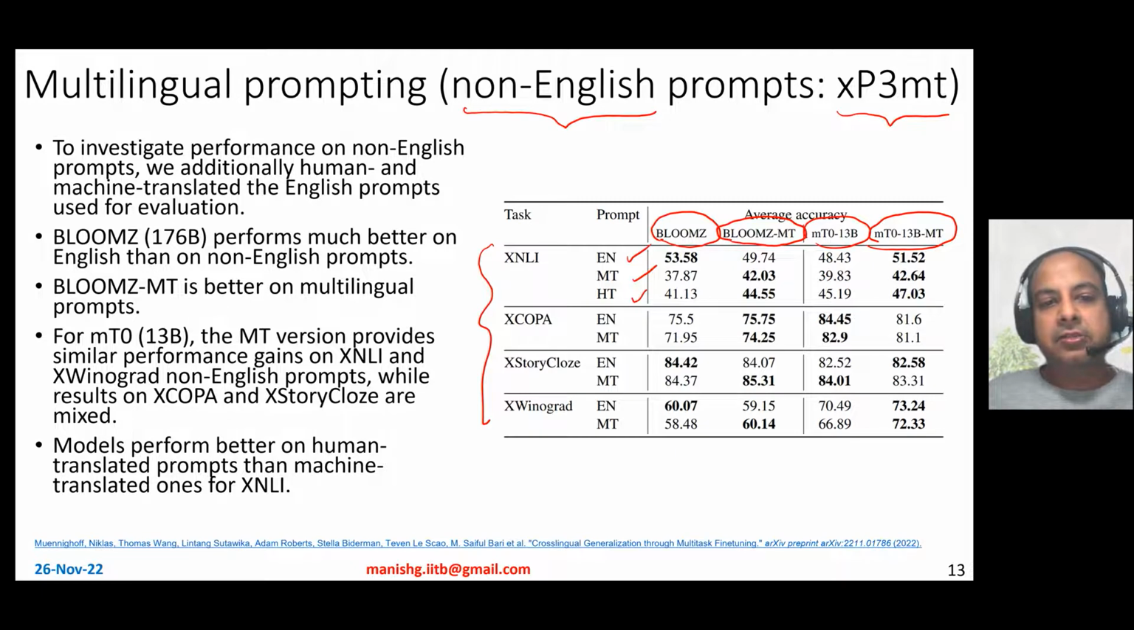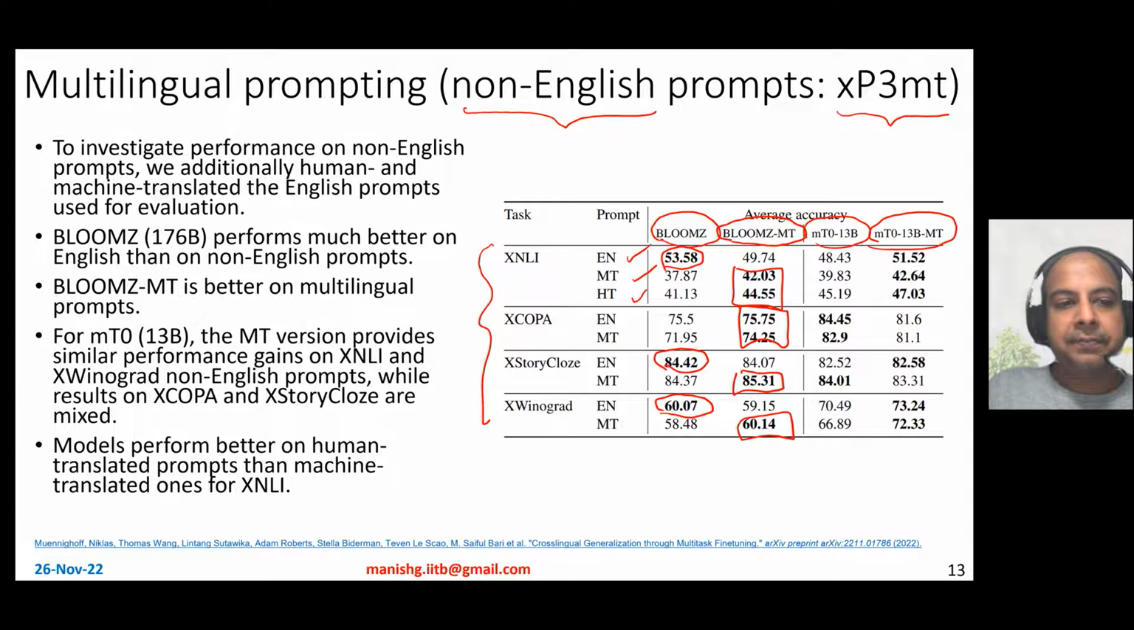You observe that BLOOMZ performs much better on English data, on English prompts. BLOOMZ performs much better on English than on non-English prompts. For non-English prompts, of course, you observe that BLOOMZ MT is typically giving you better results. BLOOMZ MT is actually better on multilingual prompts. So that's that.